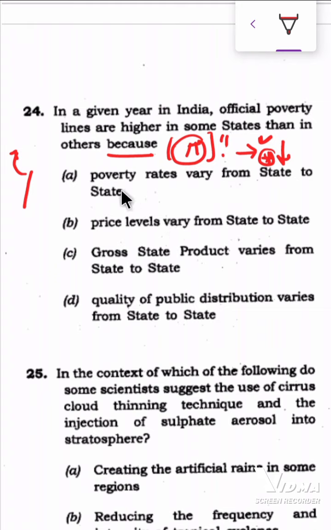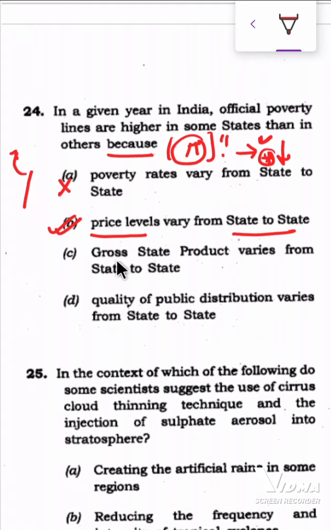Poverty rates vary from state to state. That's not right actually. Poverty rate is uniform, but the price level varies from state to state, and that results in some states having a higher official poverty line than others.